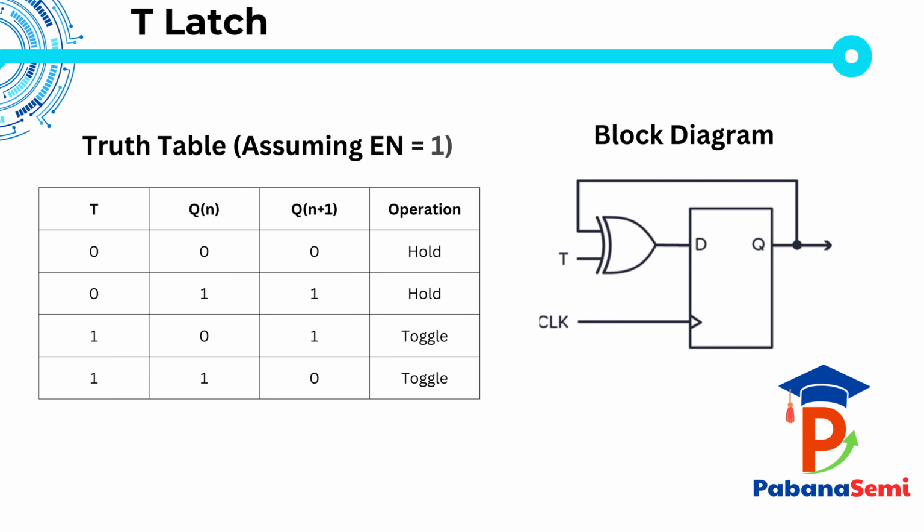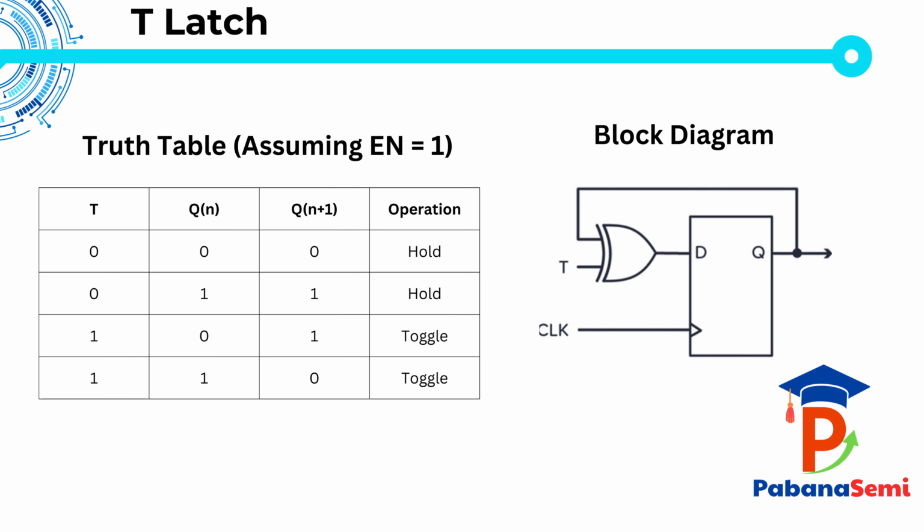Let's understand the T-latch using its truth table and block diagram. First, T-latch means toggle latch. It is used when we want the output to either hold its value or toggle to the opposite value. In this truth table, we are assuming enable is active, meaning the latch is allowed to update. Look at the first two rows. When T is 0, the output does not change. If Q is 0, it stays 0. If Q is 1, it stays 1. So T equals 0 means hold.